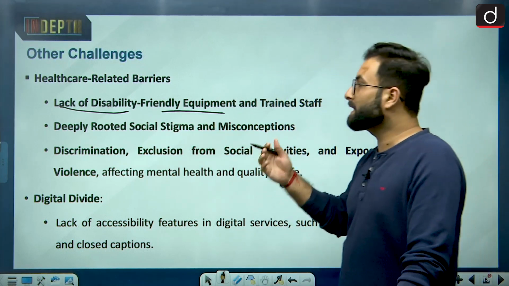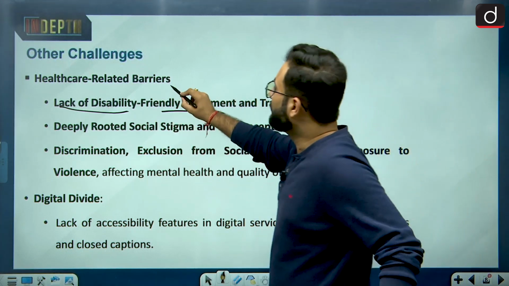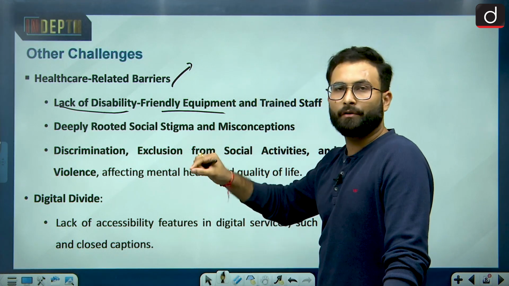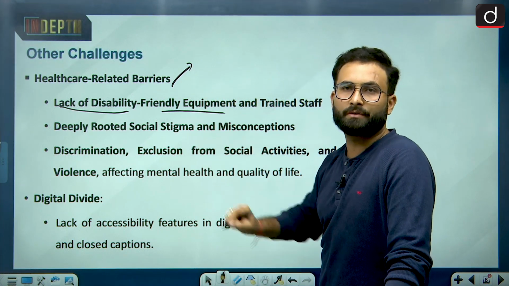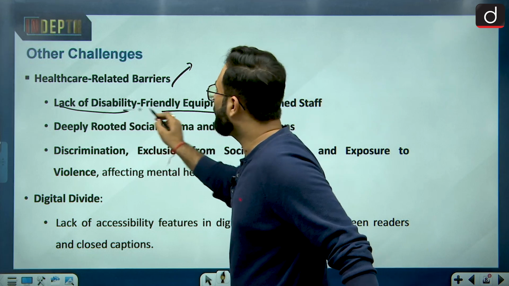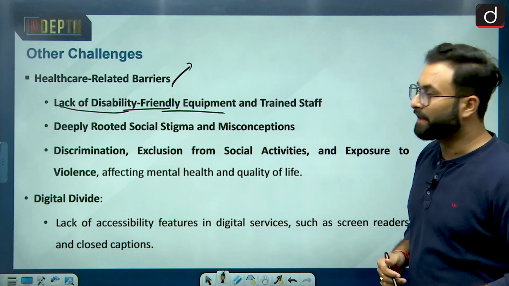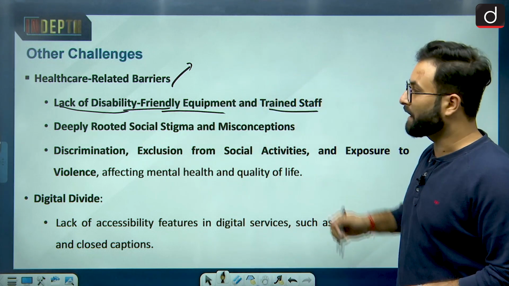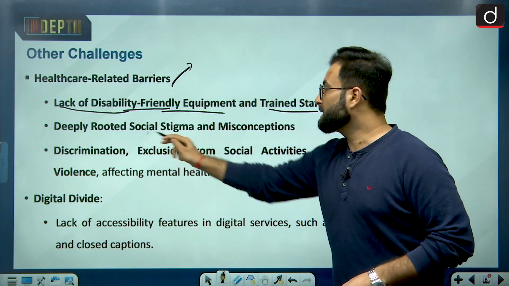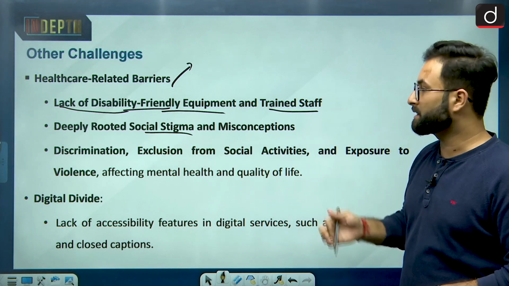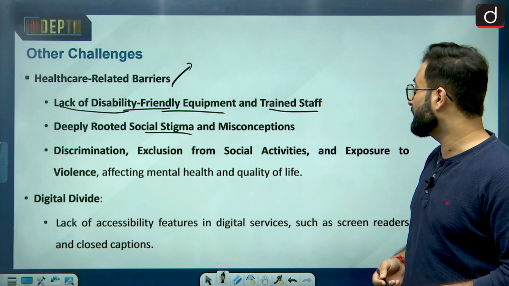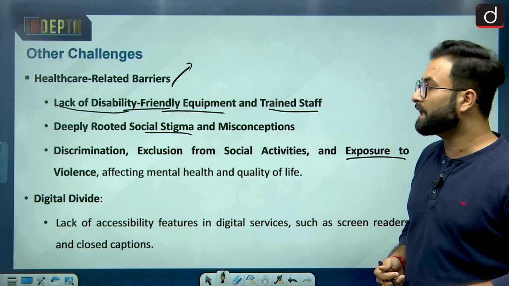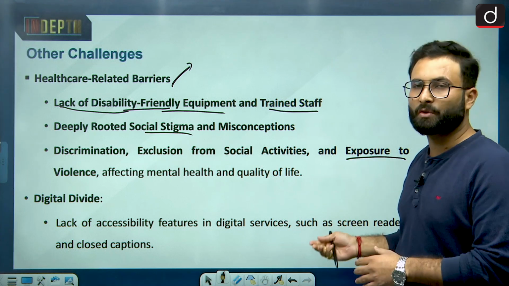As I told you, the medical devices, or you can say infrastructure related problems, are there. One consequence of that particular problem is that we have a lack of disability friendly equipment and trained staff. Deeply rooted social stigma and misconceptions, discrimination, exclusion from social activities, and exposure to violence affect the mental health and the quality of life.